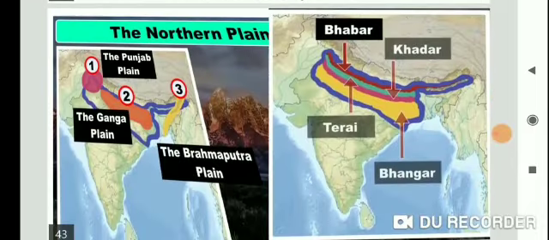And next, see one by one this map showing: first is the Bhangar, and second Khadar, then Bhabar and Terai.